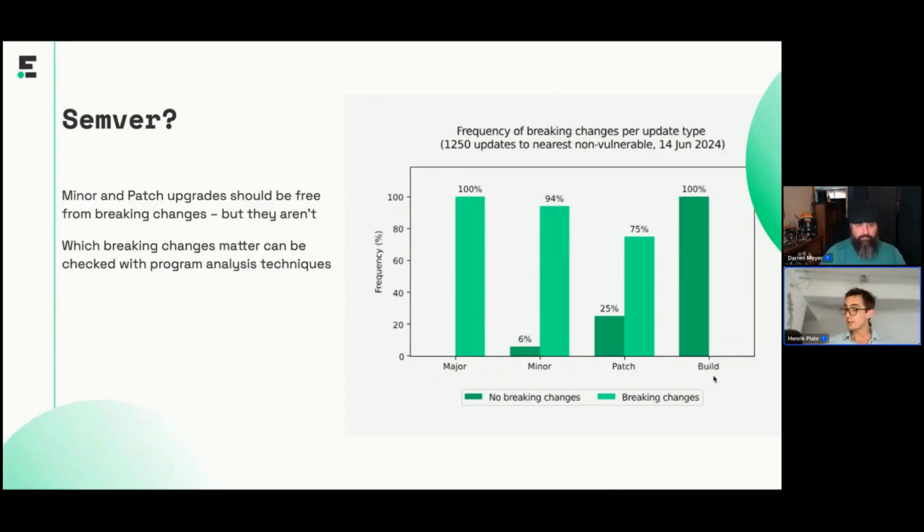And so here, and this is maybe the last takeaway from this slide, even in the case of patch updates, still 75% of them contain at least one breaking change. Again, whether it impacts you as a client is to be clarified.